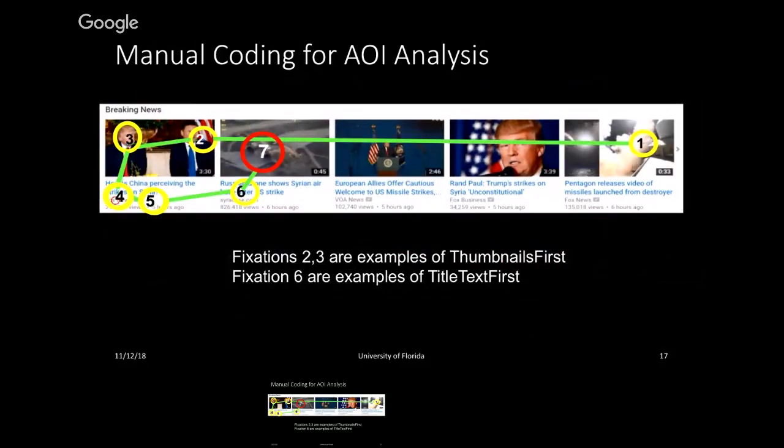Okay. After this, we had annotators look at the video that I just showed you and mark events. These events included: were the thumbnails viewed first, were the title text viewed first, were both viewed, and so on. Right? So fixation 2 is an example of thumbnail being viewed first, and fixation 6 is an example of title text being viewed first.